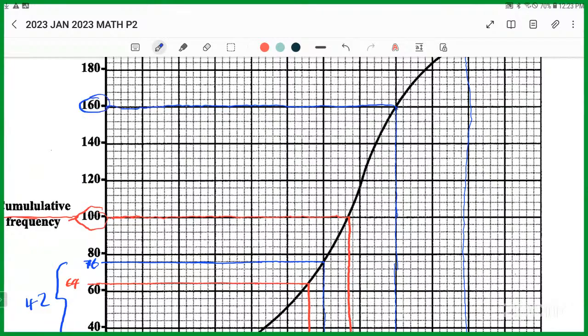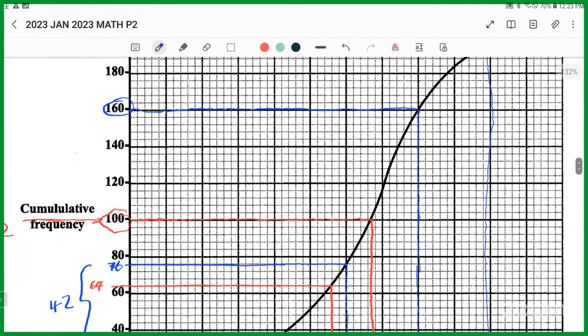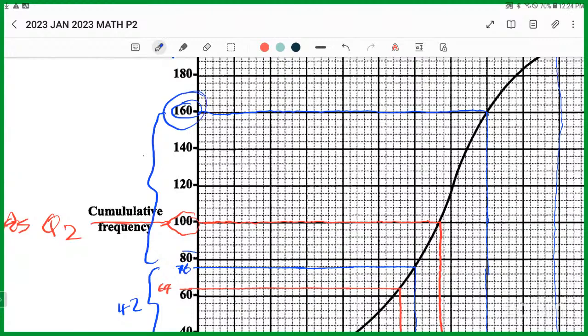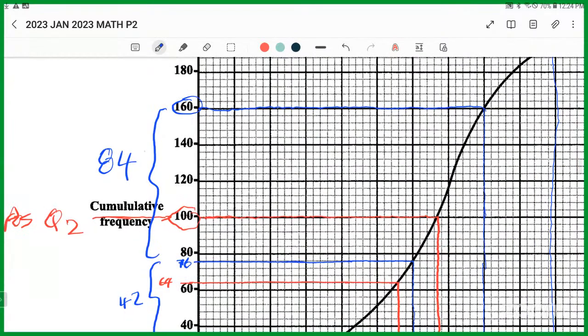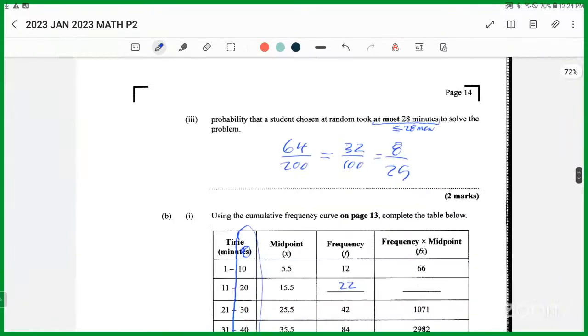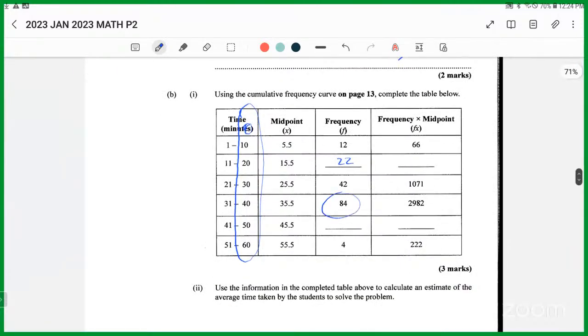So this interval here: 160 minus 76. How much is that? That's 84. That's why the frequency in that group is 84. The number of students in that group is 84. We can actually fill in this figure now.